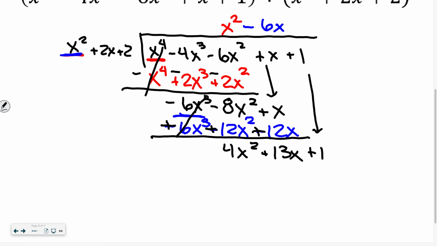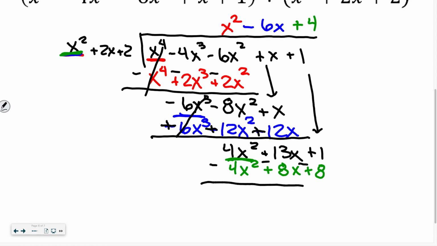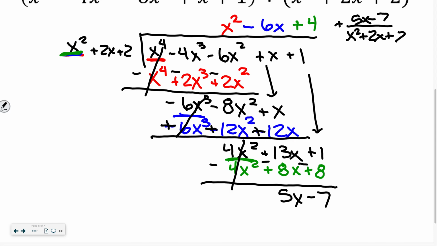So I got one more round to go. What am I going to multiply by? 4x squared. We're just going to have a plus 4. So that'll give me 4x squared plus 8x plus 8. I'm subtracting all three of those things. So that's 5x minus 7. And that's my remainder. So then I would have a plus 5x minus 7 over x squared plus 2x plus 2.